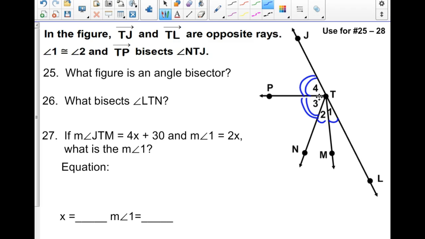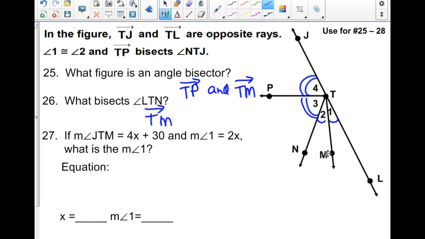So if it be ray TP, ray TM is also an angle bisector. It has to start with T and then pass through a point. What bisects angle LTN? And that was ray TM.